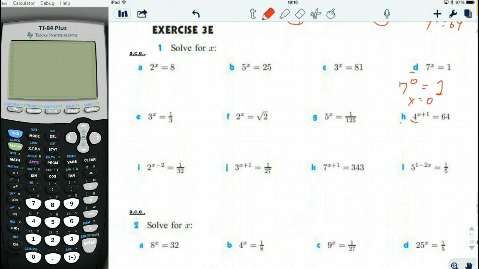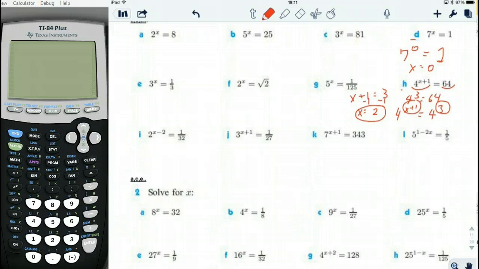Let's see, 4 to the x plus 1 equals 64. 4 to the third is equal to 64, like we just saw above. So if 4 to the x plus 1 equals 64, then that means 4 to the x plus 1 equals 4 to the third. That means that x plus 1 equals 3. So we'll put x plus 1 equals 3, and that means that x equals, we subtract 1 from both sides, that gives us x equals 2.